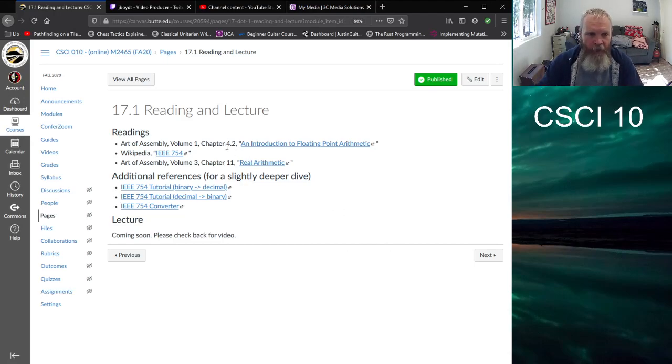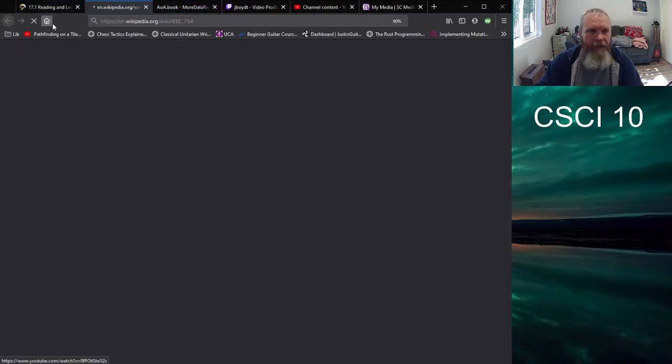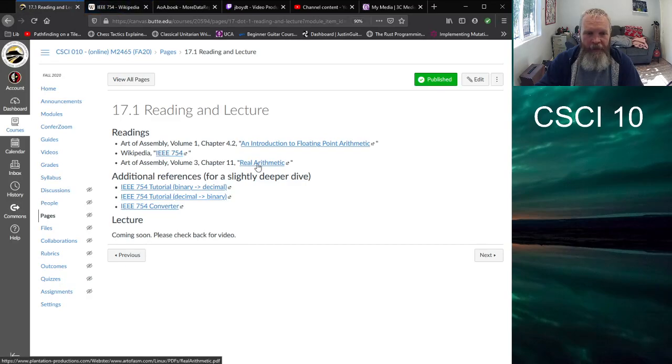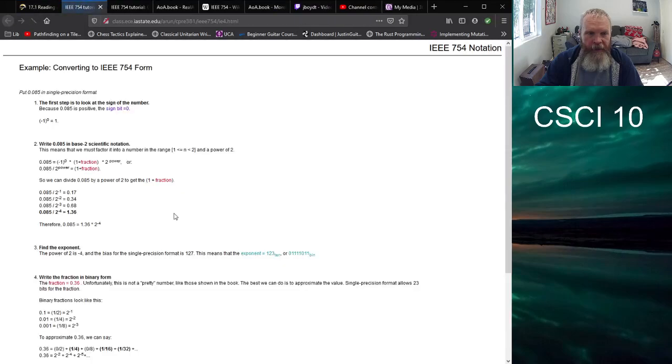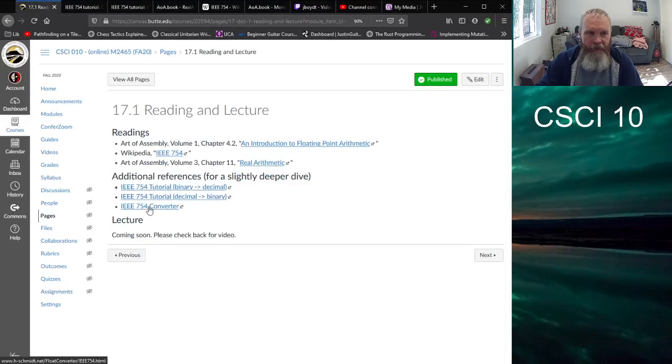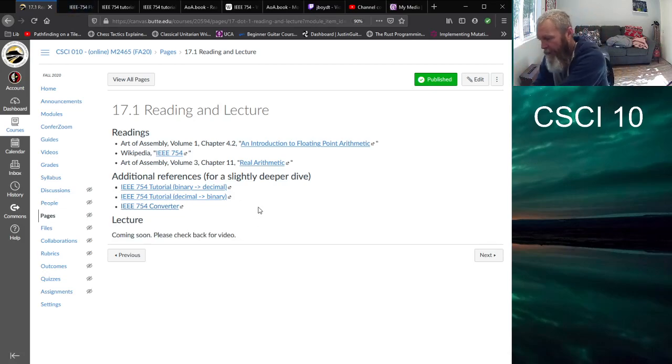I'm going to pop open a couple of the readings so that I can come back to those. I think it will be handy to have the introduction to floating point arithmetic. It will be handy to have this IEEE 754 page, and it will be handy to have this. Actually, I'm just going to open all of them so I can come back to them. We will do binary to decimal, decimal to binary, and then a converter program. All right, so I've opened all the readings just so I can walk through them when it suits me to do so.